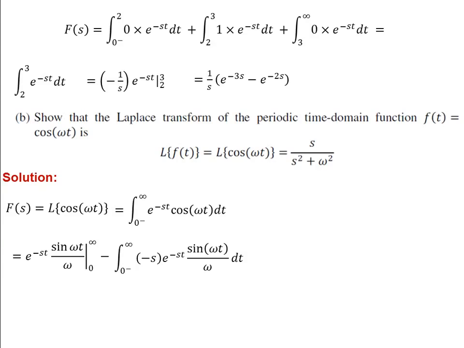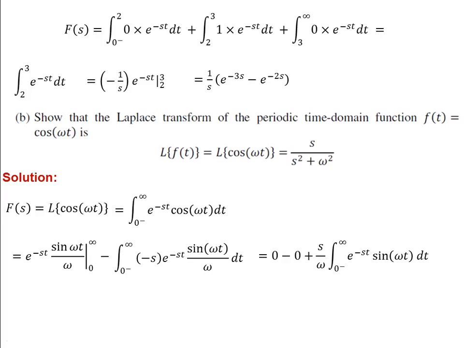If I substitute the initial and final values for the first part, I see that the value of this part is 0. So the remaining part will be the second integration. Since s and omega are constant, I can take out the s and omega. Minus will be cancelled out with this minus. So I have s over omega times the integration from 0 to infinity of e^(-st) sine omega t dt.